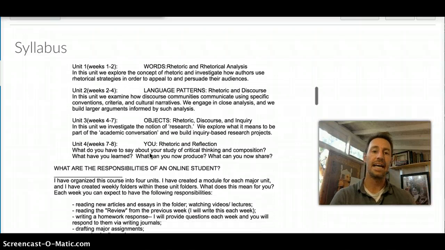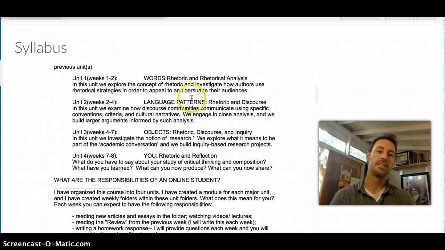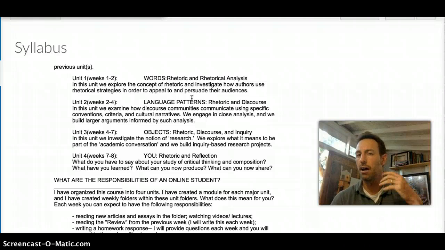And so again, I have this on the syllabus. You can see that these are the 4 major projects that we'll be doing, and that all of these projects have to do with how persuasion functions. So I hope that that gives you a little bit of an overview of what we'll be covering.